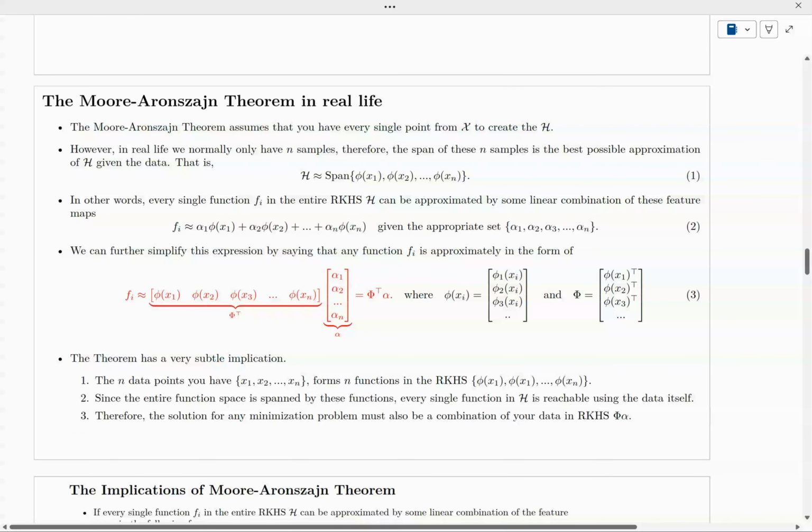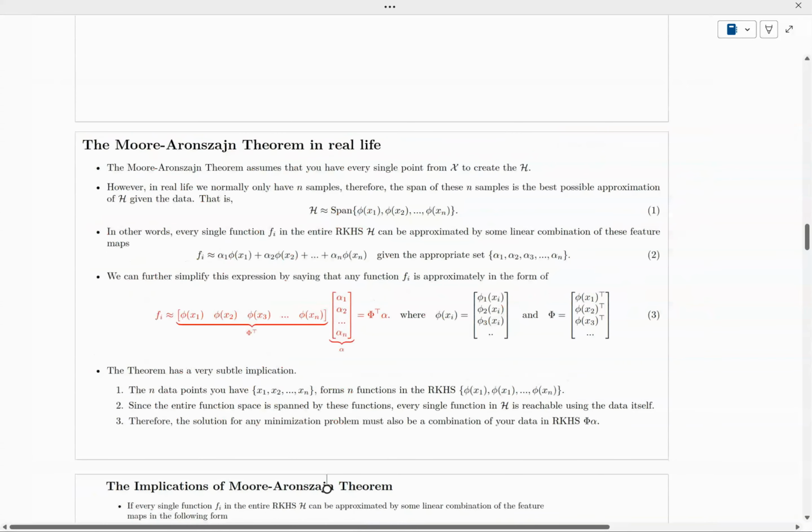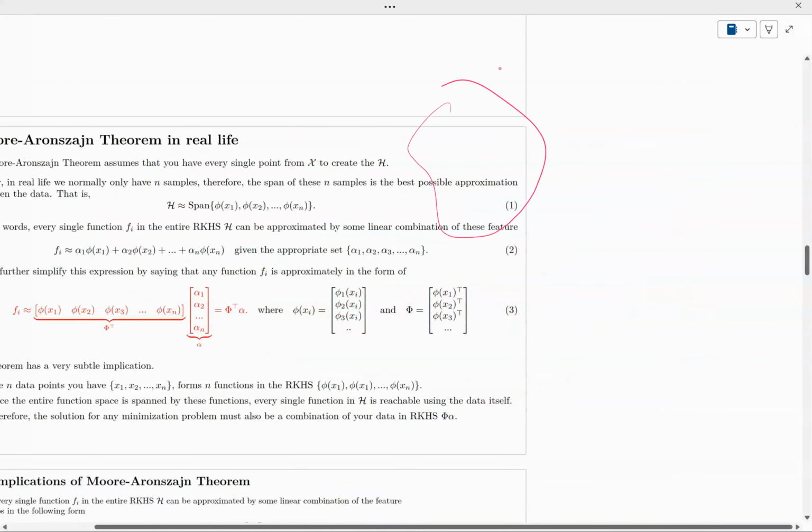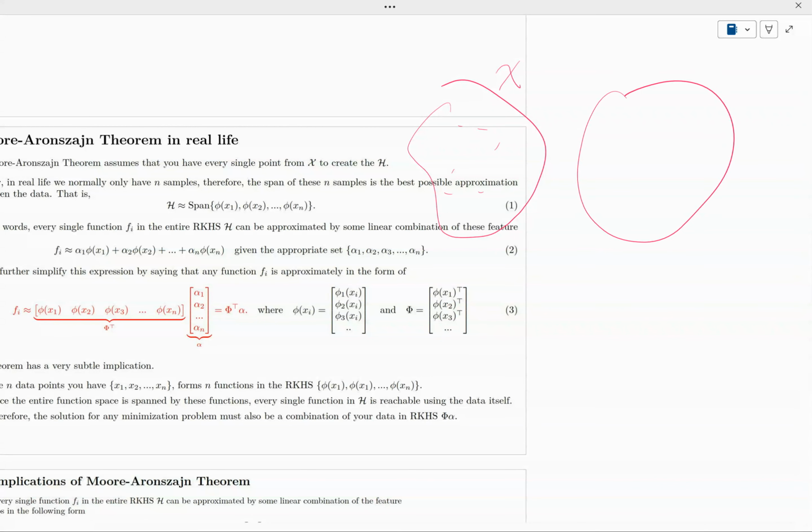Moore-Aronszajn theorem in real life. So the Moore-Aronszajn theorem basically says that you need to have infinite points, right? So over here you have infinite points. And then you have to map every infinite point into RKHS. But in real life, you don't have infinite. You only have n samples. So x1, x2, all the way to xn. So the n samples is kind of like a representative of the entire space. Since you don't have infinite of them, n of them is the best you can achieve.